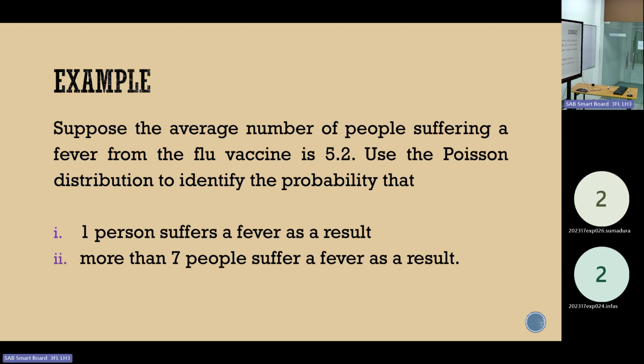So how should we define the variable again? Here they have given me the Poisson distribution, so how should we define the variable to answer this question? One person suffers a fever. More than 7 people suffer a fever. For Poisson, the variable somehow starts with number of, and the rest we have to identify from the question. So number of people suffering a fever.